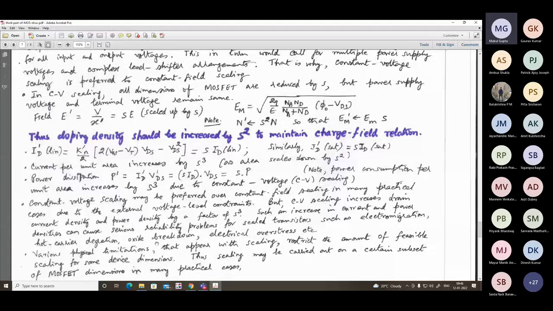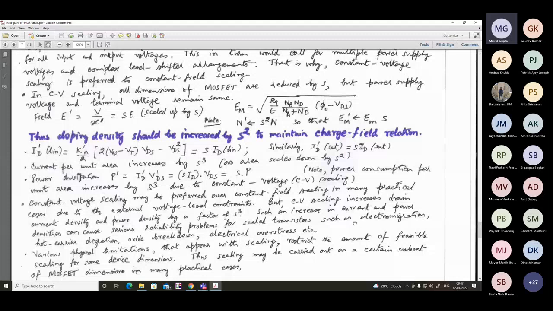For constant field scaling, what was done? The voltage was also brought down by a factor of s. So that means dV/dx remains constant. But here, with constant voltage, the voltage remains the same but x is going down. So dV/dx will increase, right? So the field value will increase, and if the field value increases unchecked, it can lead to field breakdown.